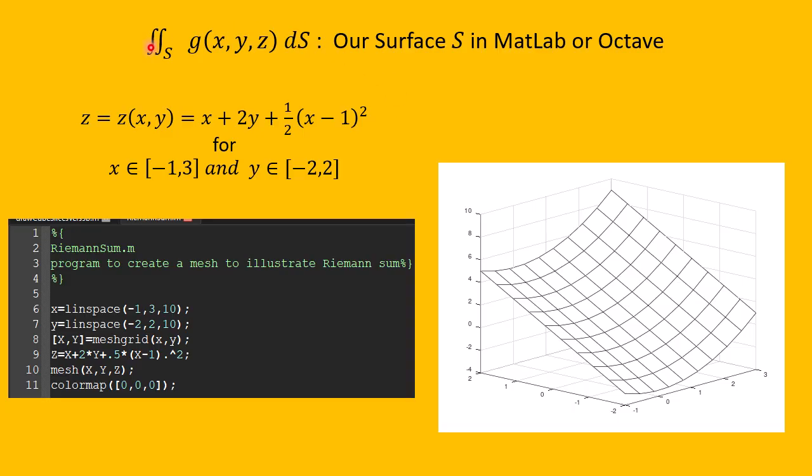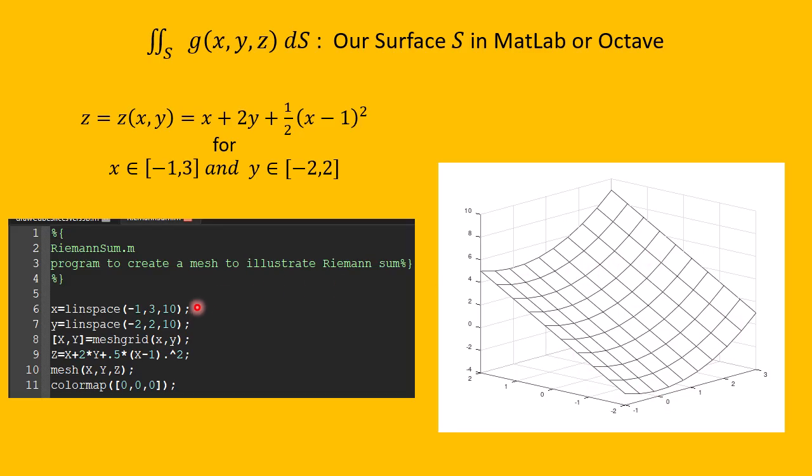In our example of the integral of g of x, y, z dS over the surface S, our surface S in MATLAB or Octave is going to be the following. Z is this function of x and y: x plus 2y plus a half x minus 1 quantity squared, and we'll let the region span from x going from minus 1 to 3 and y between minus 2 and 2. The surface looks like this. It has a little bit of a curve to it, as we can see here.